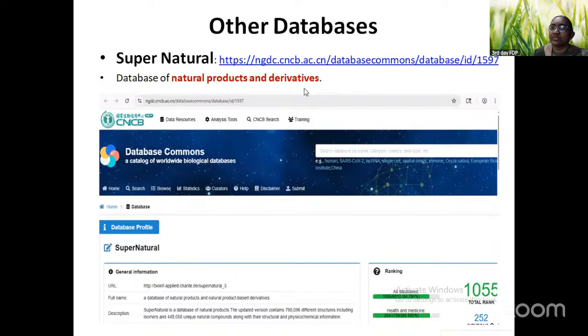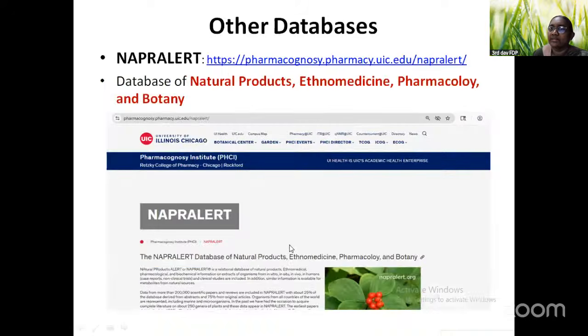So this is the SuperNatural database link, and this is the home page. We can search for the materials that are present with respect to the name of the plant or phytochemical. NAPRALERT, this is the database for the natural products, ethnomedicine and pharmacology and botany. This is the website link, and this is the home page. Here we can browse through the various searches.